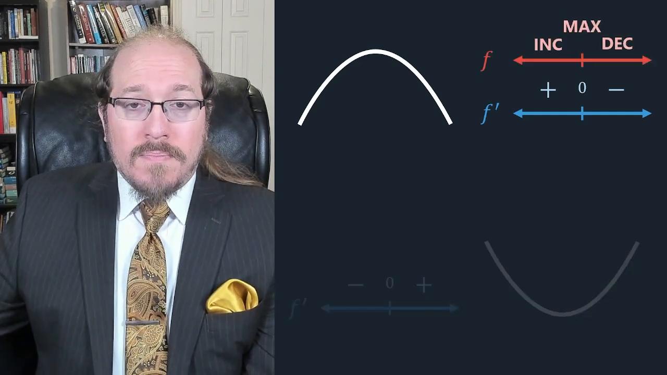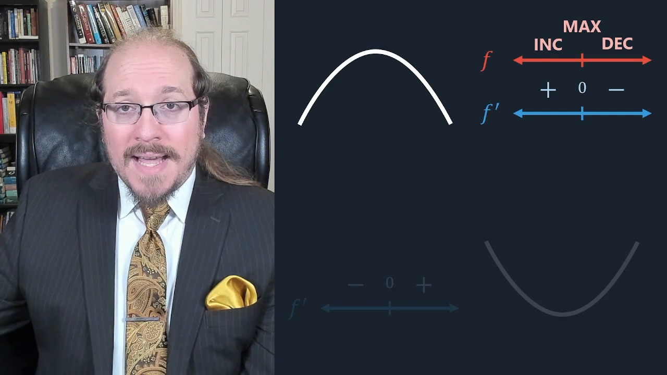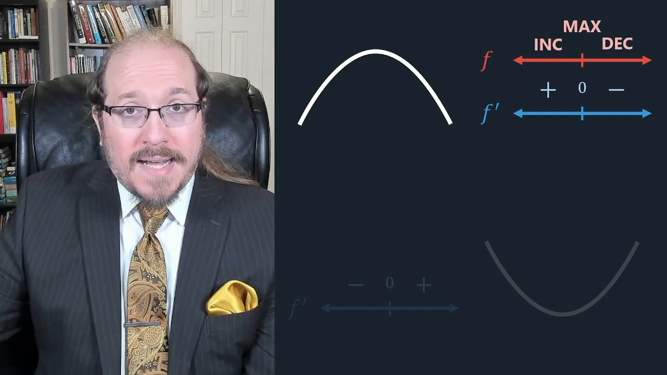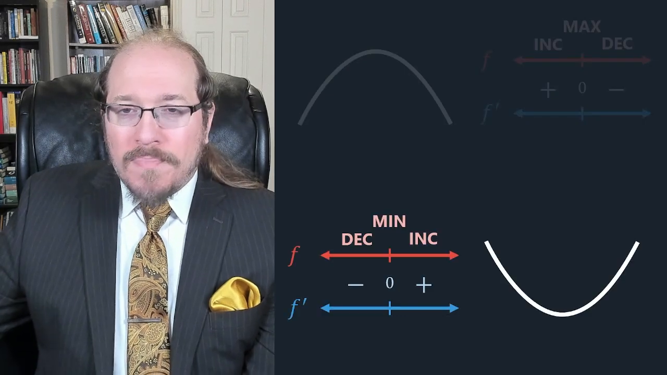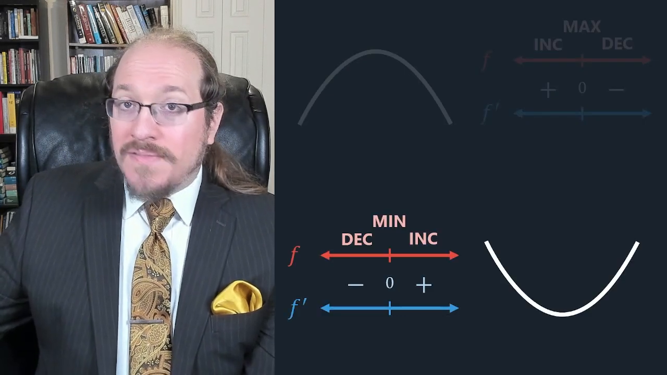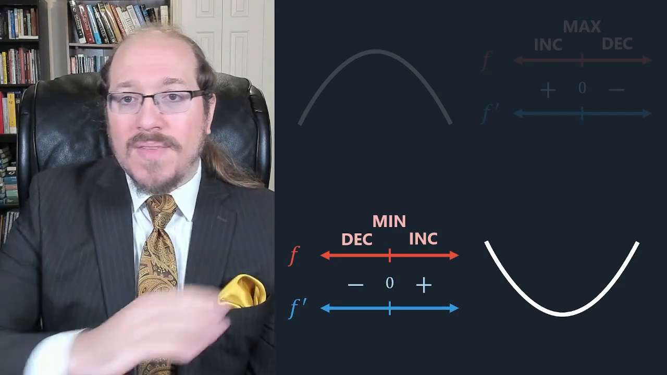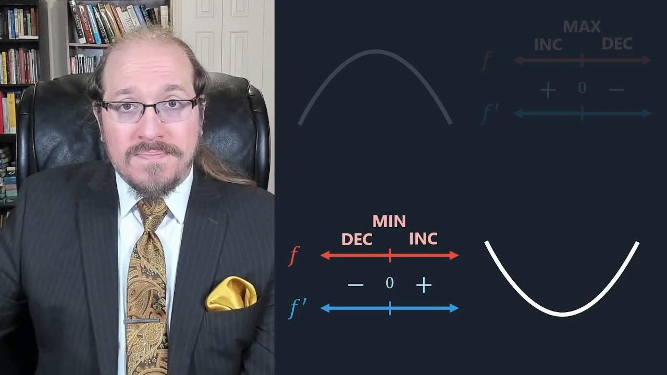If f prime goes from positive to negative, then f goes from increasing to decreasing, and we do in fact have a maximum. But if f prime goes from negative to positive, then f goes from decreasing to increasing, and instead we have a minimum.